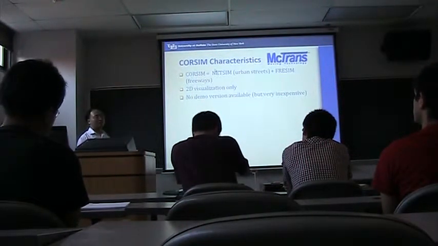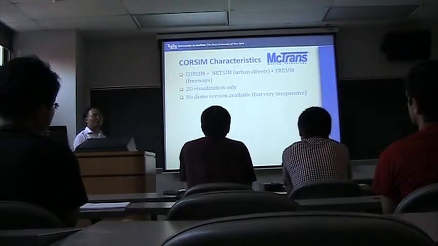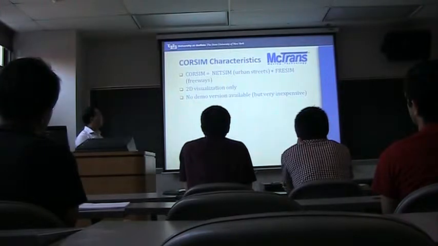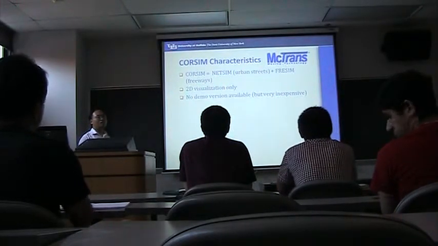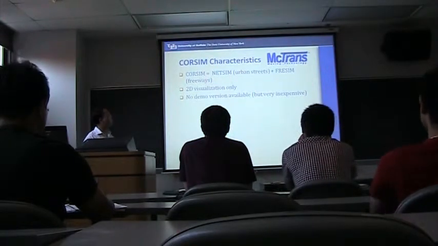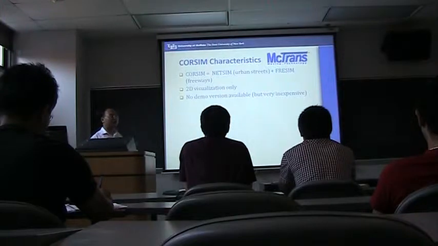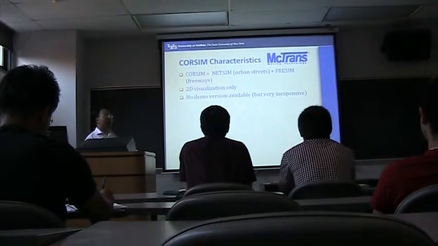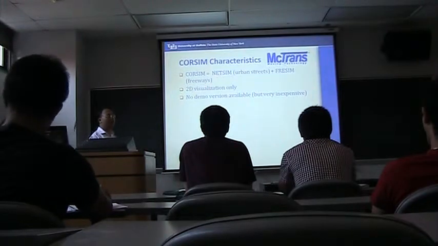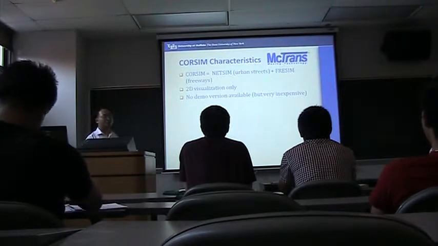The second one is coursing. Coursing, there's not a single model called coursing. Coursing is a bundle containing two packages. One is called NetSim, which is for modeling urban streets. The second one is called FreeSim, it's used for modeling freeways. So in coursing, if you want to create a network, you have to specify which part is using NetSim and which part is using FreeSim.